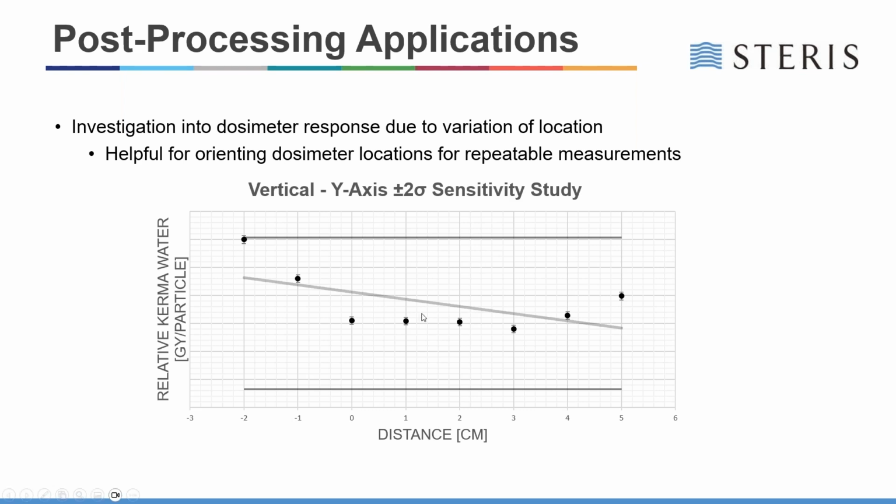I'll show here that although it's hard to see, the simulation uncertainty is overlaid within each one of these bullet points, shown as the small bars on the top and the bottom of each of these points.